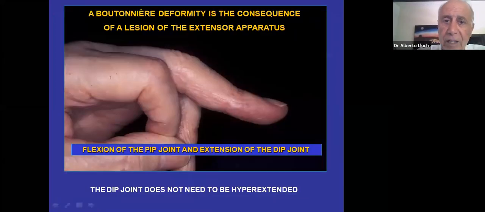A boutonniere deformity is the consequence of a lesion of the extensor apparatus. Which means that there is a flexion of the PIP joint and extension of the DIP joint. It doesn't need to be a hyperextension like here. Just if we have flexion here and normal extension here, this is already a beginning of a boutonniere deformity. Because if the PIP joint is flexed, the DIP joint should be flexed also.